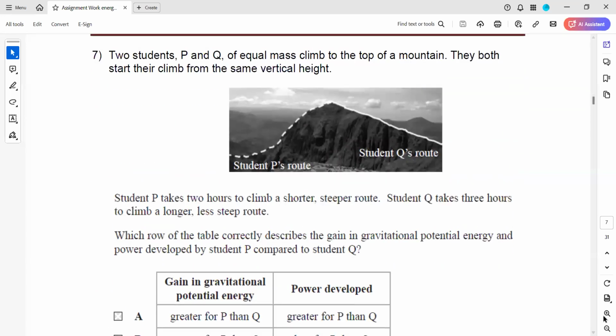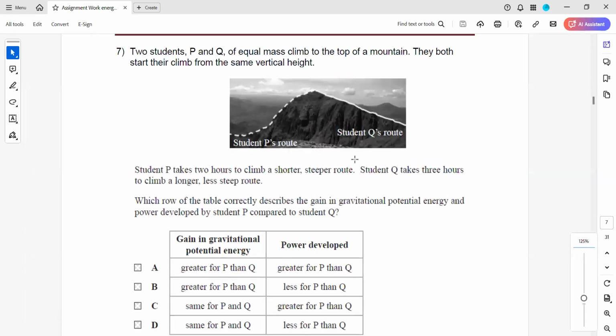In this question, you can also use the chat to answer a question. Two students, P and Q, of equal mass climb to the top of the mountain. They both start their climb from the same vertical height. Student P takes 2 hours to climb a short, steeper route, whereas student Q took 3 hours to climb a longer, less steep route. Which row of the table correctly describes the gain in gravitational potential energy and the power developed by student P compared to student Q?